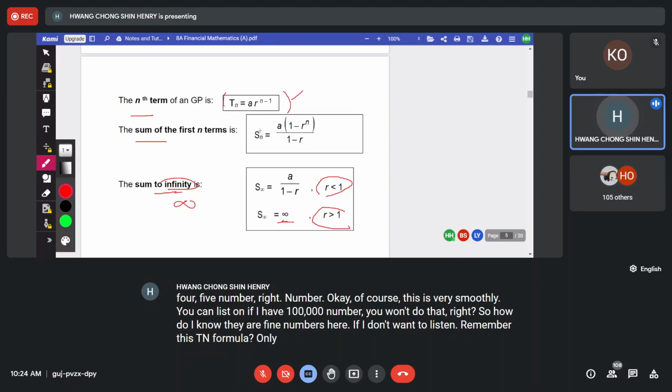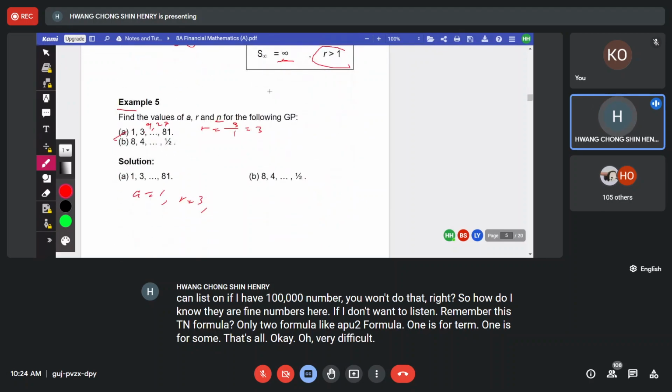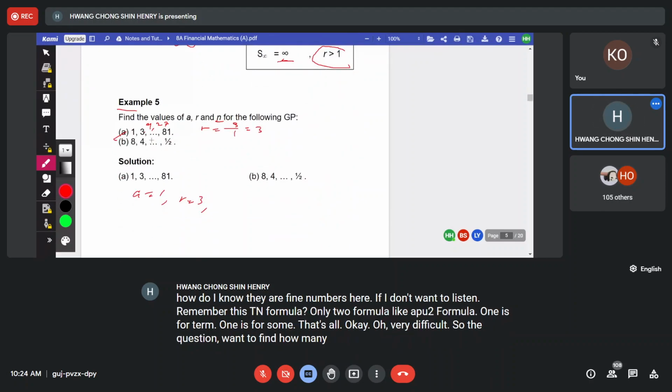Only 2 formulas, like AP. One is for the term, one is for the sum. That's all. Okay? Not very difficult. So the question wants to find how many N? I use the Tn formula.